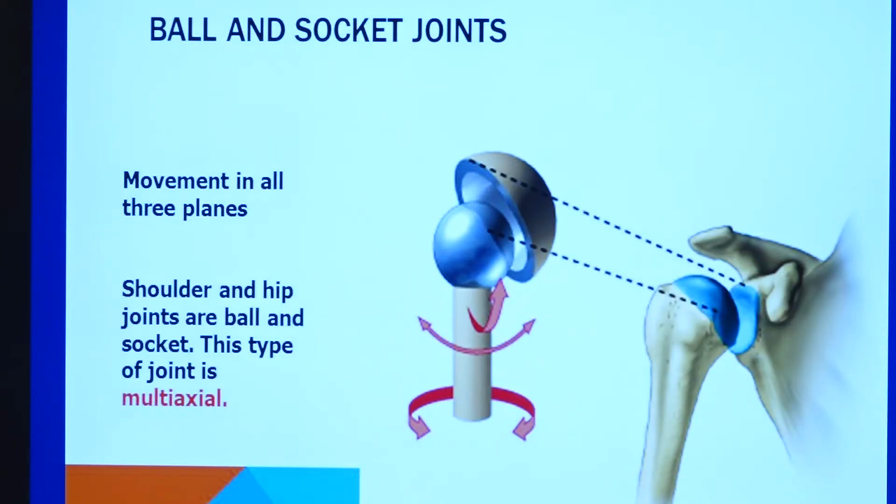Just like when an IPL match is going on, look at a bowler. When the bowler bowls the ball, almost in all the planes, in 3 planes, he will be moving his hand, and that's because of the presence of this ball and socket joint.